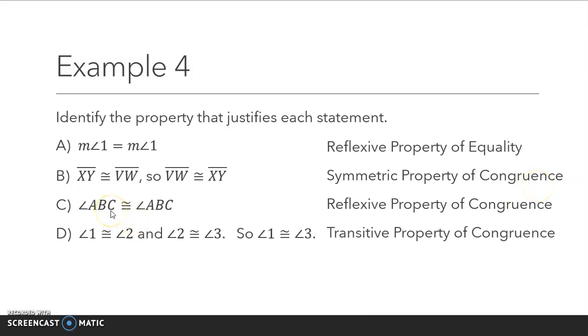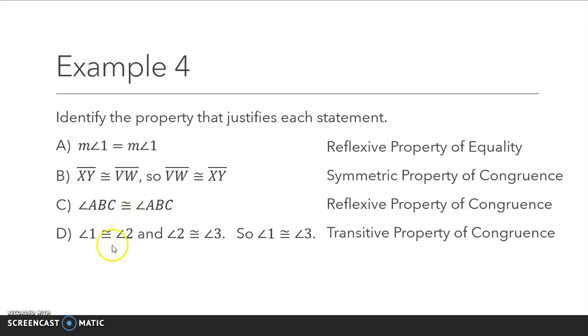In part C, it says angle ABC is congruent to angle ABC. This is something is congruent to itself. So when it's something is congruent to itself, it's reflexive because it's the same thing on both sides. And this is a property of congruence because this is a congruent symbol.